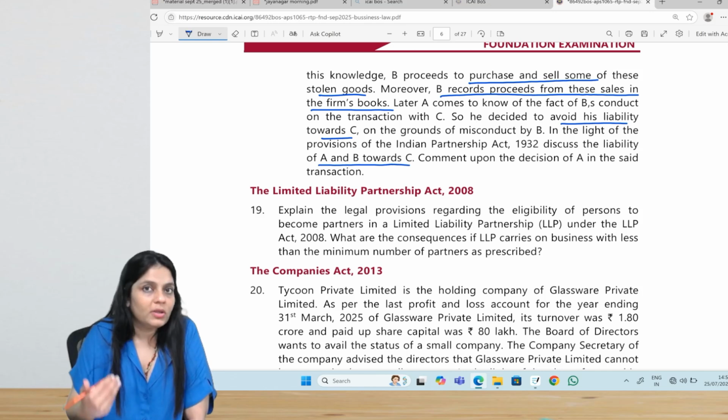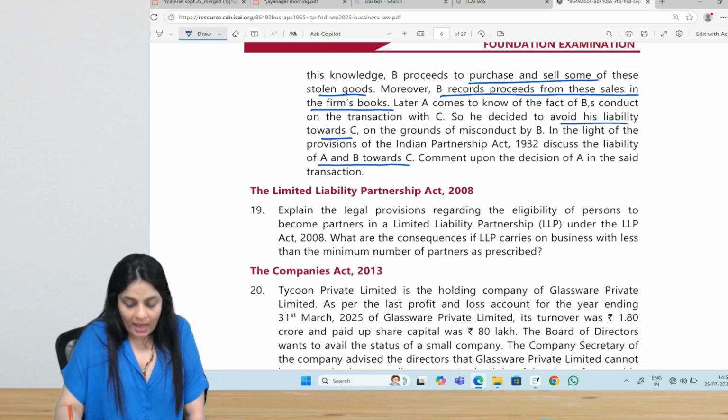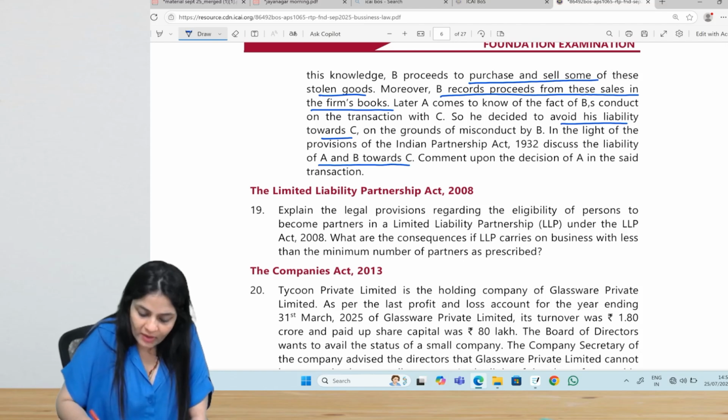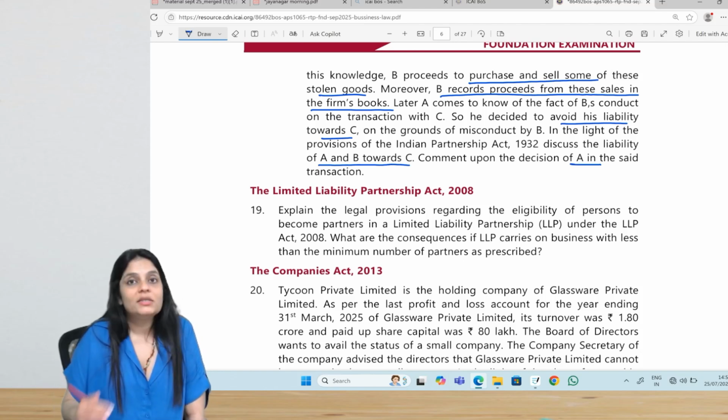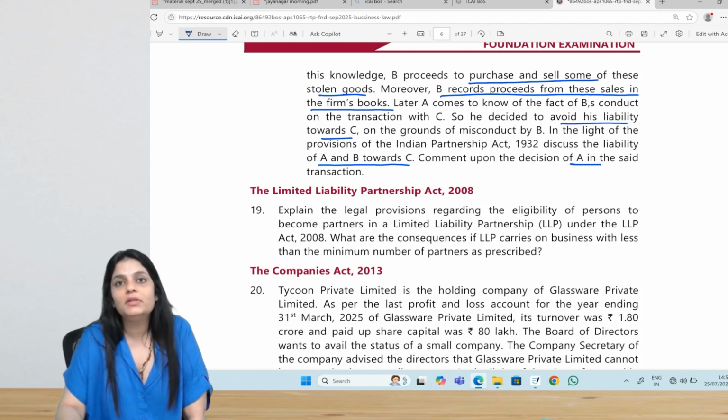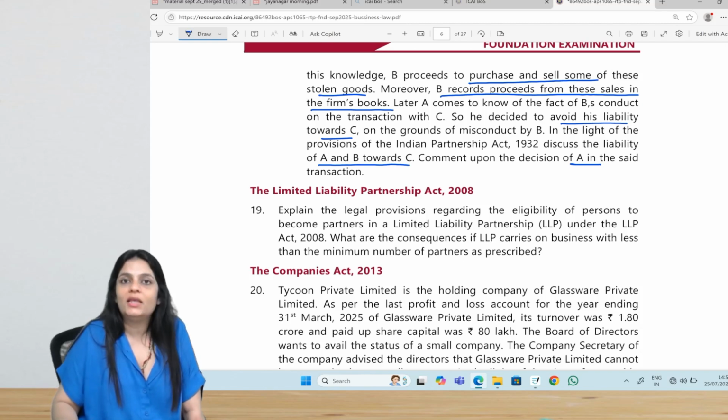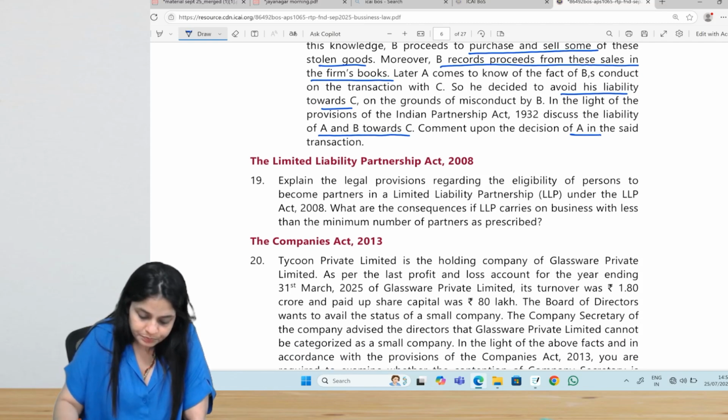They are liable, they both are liable to C together. Comment upon the decision of A in the said transaction. He cannot say he is not liable. He cannot abstain from his liability. He is liable to contribute to C just like partner B.